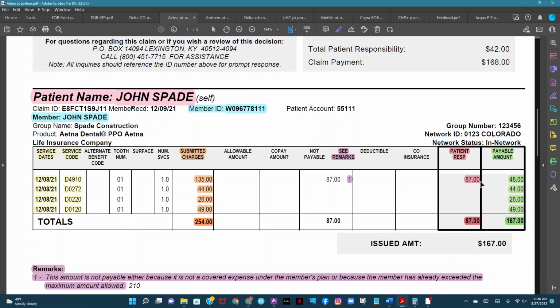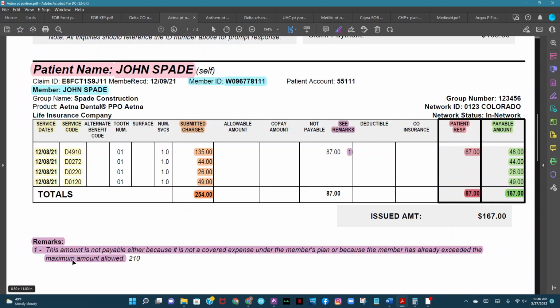Going over here, looks like we have insurance payable amount here. Insurance paid us $167. Patient is responsible for $87. And as you can see here, the C remarks I've highlighted in purple, there is in fact a comment that they have here, a remark. This amount is not payable either because it is not a covered expense under the member's plan or because the member has already exceeded the maximum amount allowed.